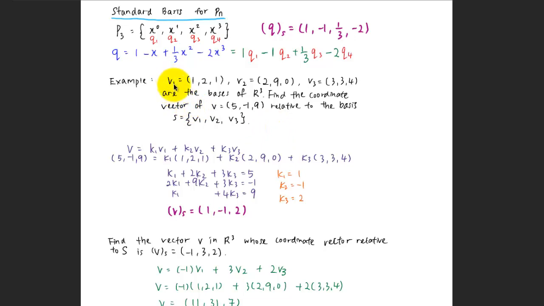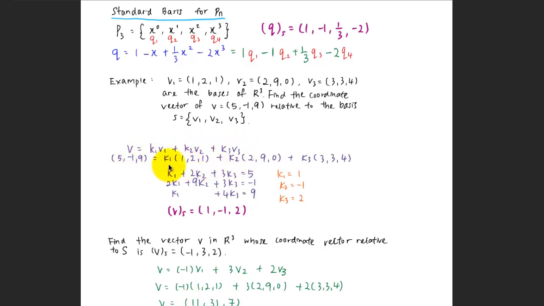Assume that you have been given three vectors v1, v2, and v3, which are the bases for R3, the three-dimensional space. You have been asked to find the coordinate vector of v (5, negative 1, 9) relative to the basis consisting of v1, v2, v3. So we can write it this way. We know that the vector is formed from the combination k1 v1, k2 v2, k3 v3. So we substitute everything inside these equations.